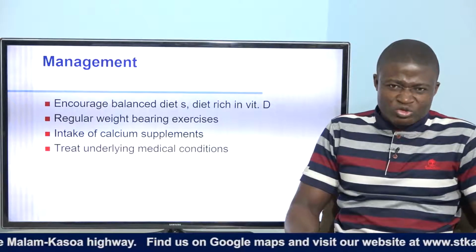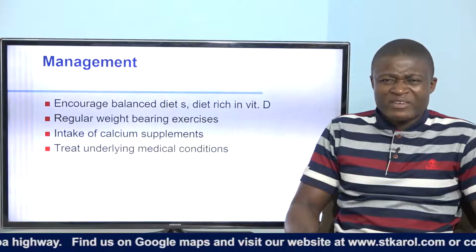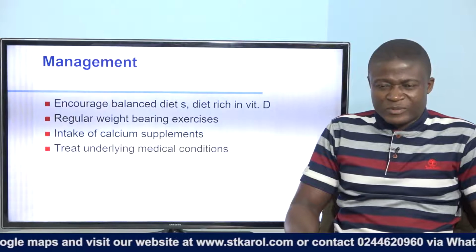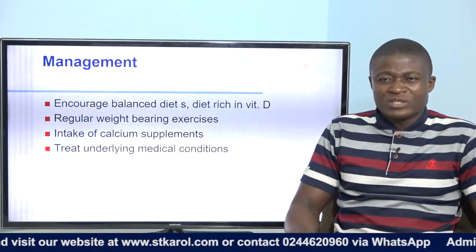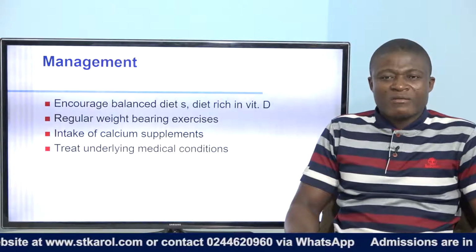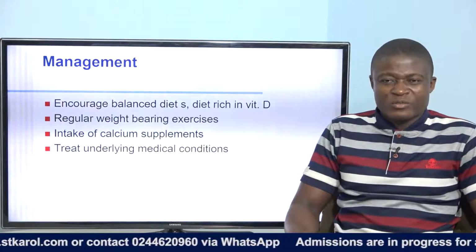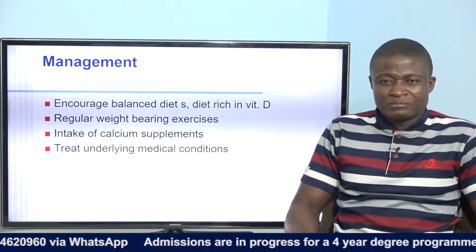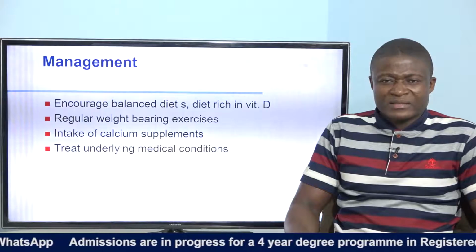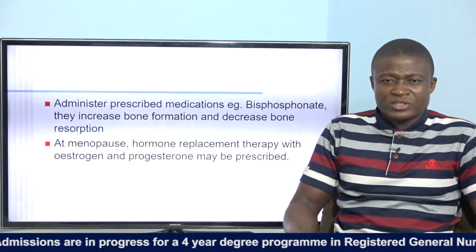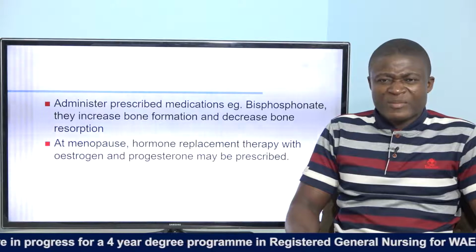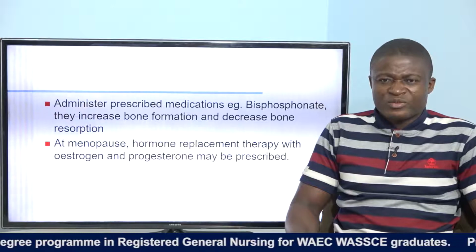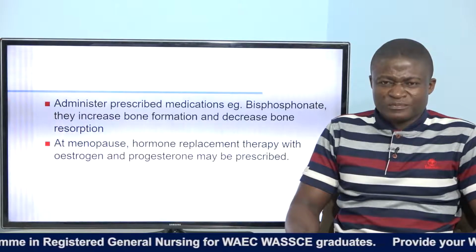Management. How do you manage osteoporosis? You encourage a balanced diet that is rich in vitamin D, more especially because vitamin D plays a significant role in absorption of calcium. Regular weight-bearing exercises. So the more you exercise, as I said earlier on, the stronger and bigger your bones become. Intake of calcium supplements, and then treat underlying medical conditions. We want to administer prescribed medications such as bisphosphonates. They increase bone formation and decrease bone resorption.